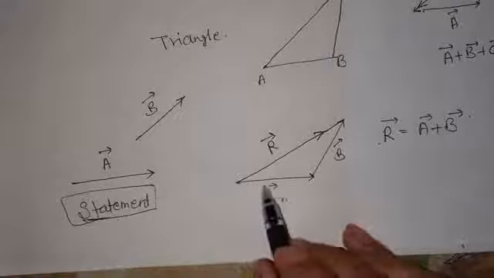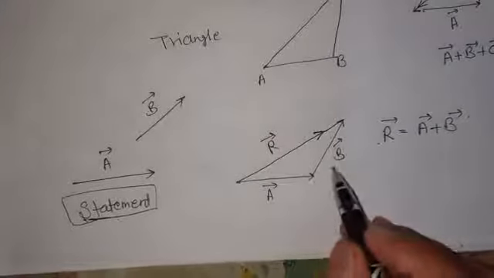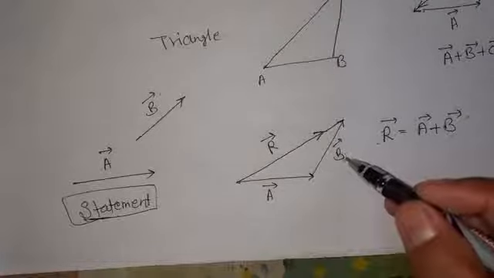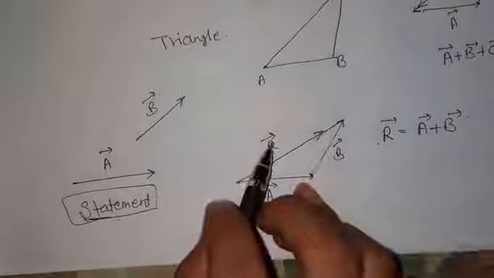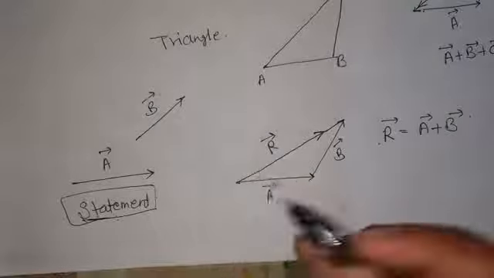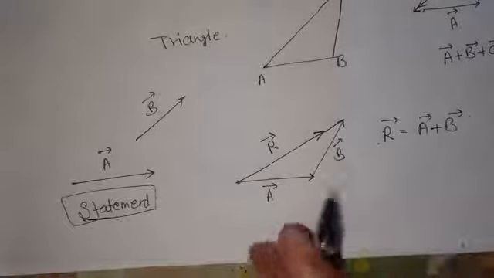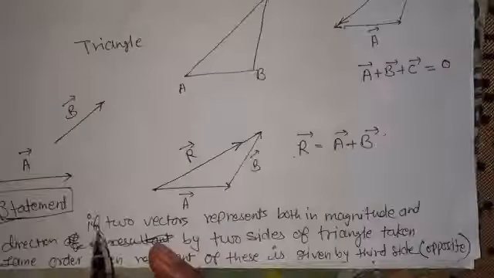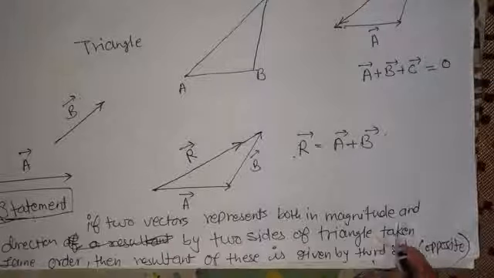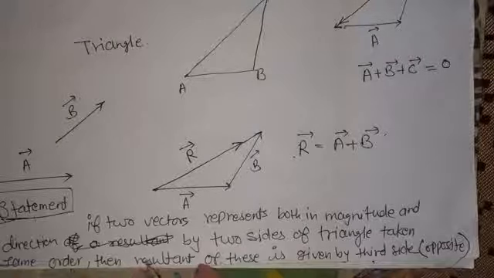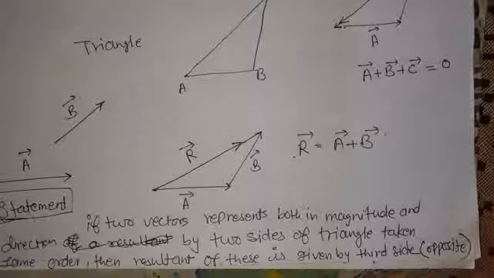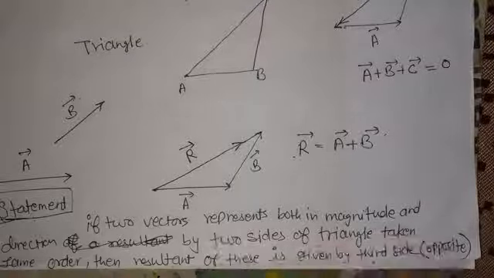It says that if two sides of a triangle are completely represented in magnitude and direction, taken in the same order by two vectors, then the third closing side, which is taken in the opposite direction, will give us the resultant of these vectors. So I am going to write it as: if two vectors represented both in magnitude and direction by two sides of a triangle taken in the same order, then the resultant of these is given by the third side taken in the opposite order. Okay, so this is the statement of the triangle law of vector addition.